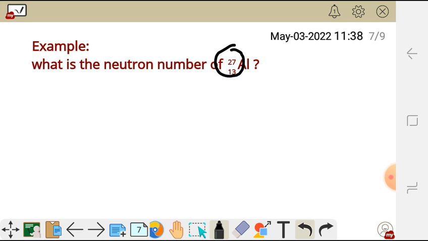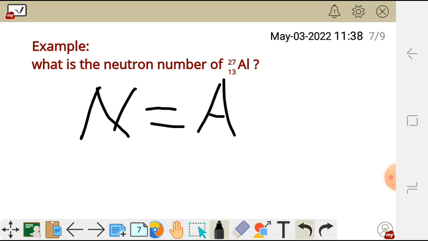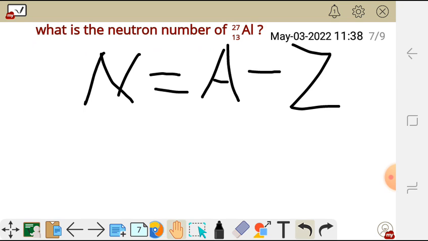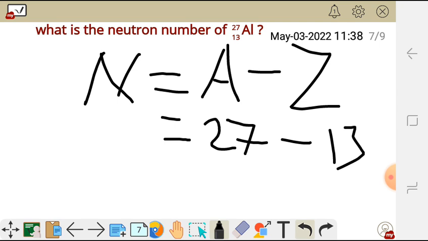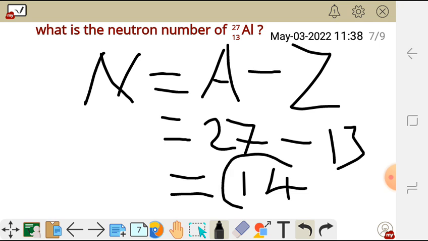To do that, we are going to subtract. 27 is the number of neutrons and protons in that atom, but 13 is the number of protons. So the number of neutrons is equal to the mass number minus the proton number, denoted by letter Z. Our mass number is 27 minus 13. So the answer should be just 14. So in the atom of aluminium, there are 14 neutrons.